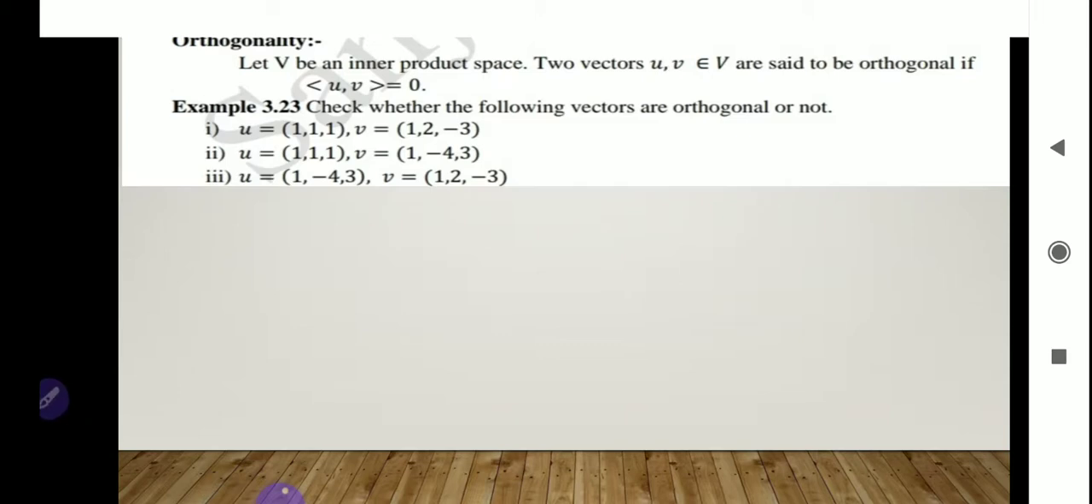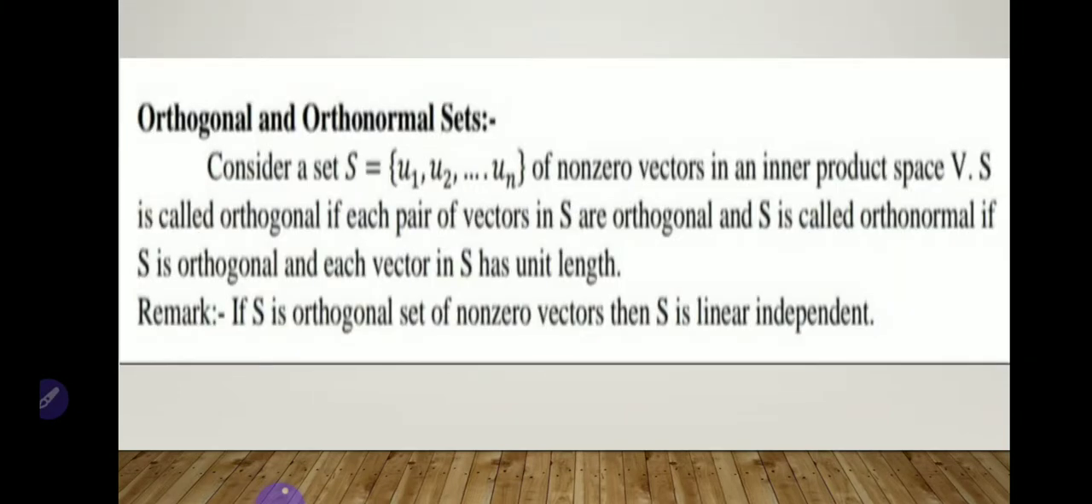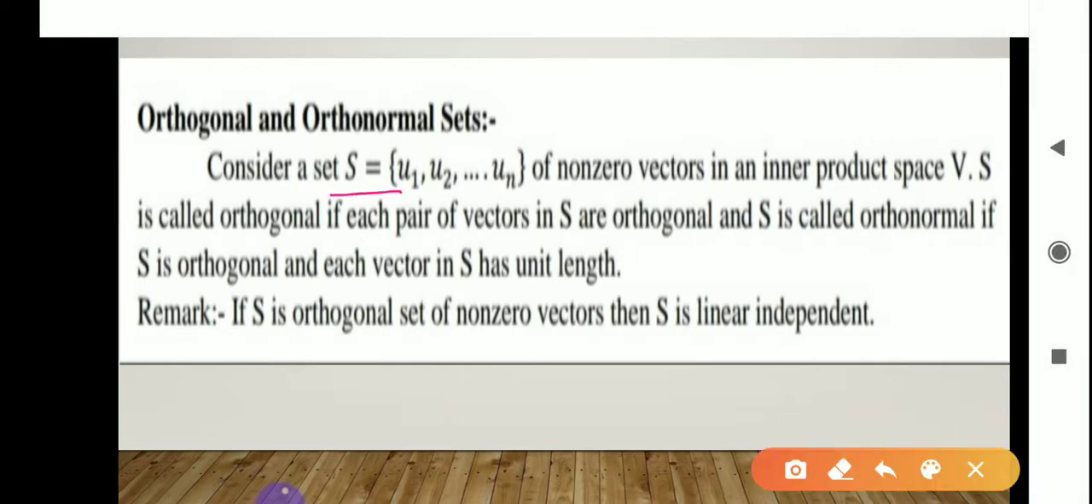Now the next topic of our syllabus is orthogonal and orthonormal sets. So when do we say that a given set is orthogonal, or that a given set is an orthonormal set? Consider the set S equal to {u1, u2, up to un} of non-zero vectors in an inner product space V. S is called orthogonal if each pair of vectors in S is orthogonal.